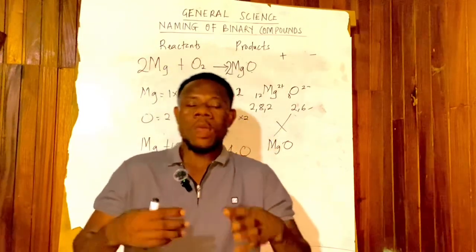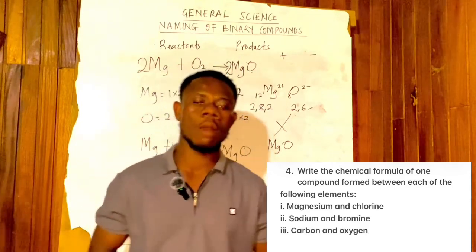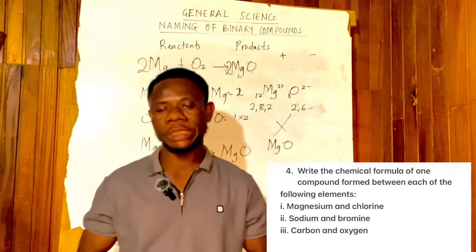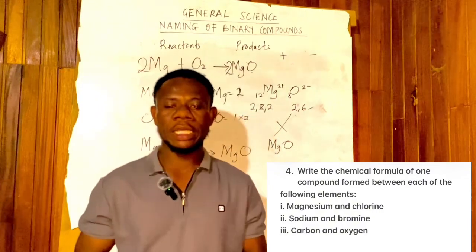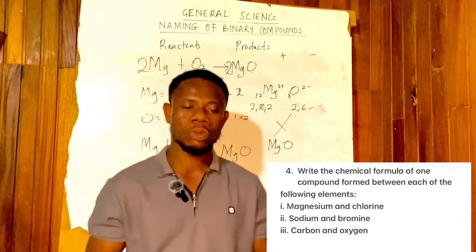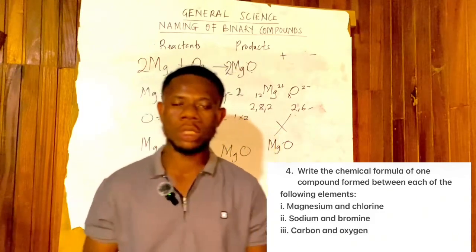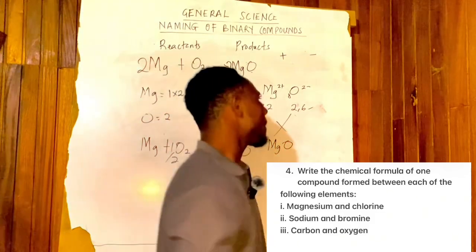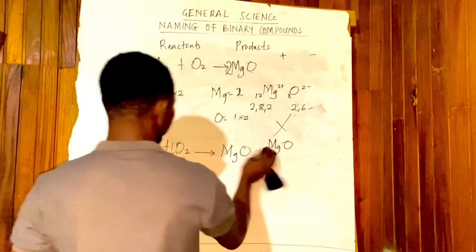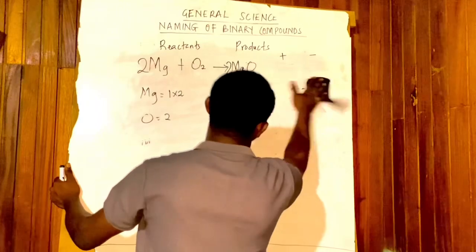So we have to write the chemical formula of one compound formed between each of the following elements. So the first element we'll talk about is magnesium and chlorine. So we have to write the chemical formula for magnesium and chlorine.